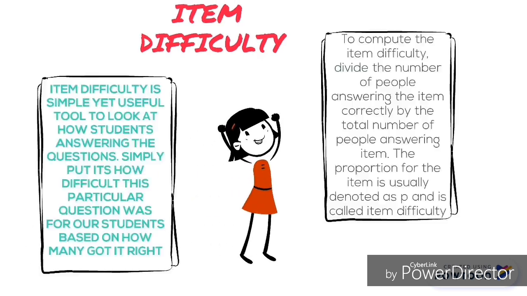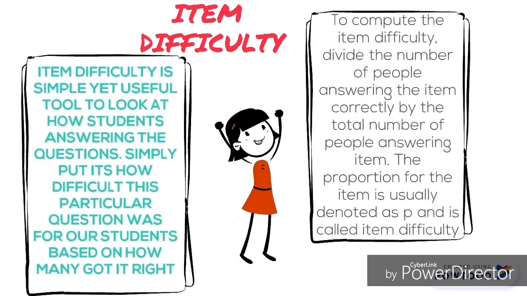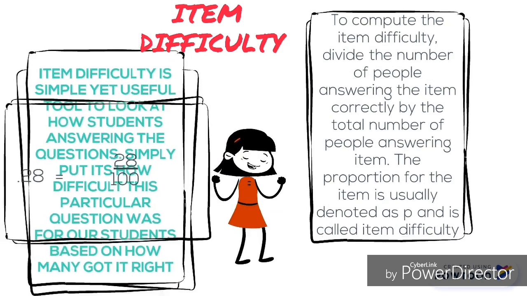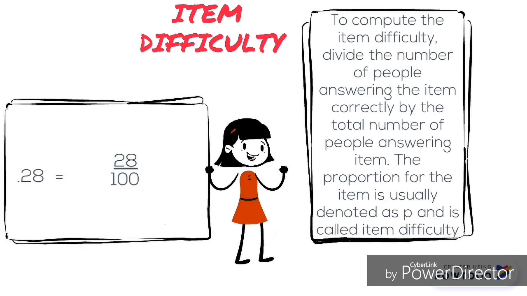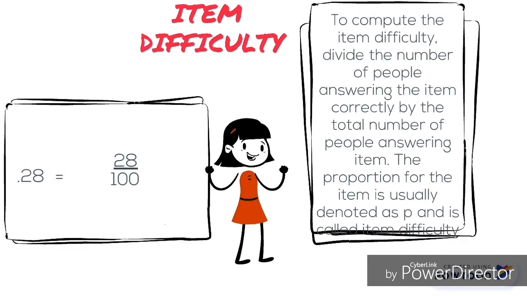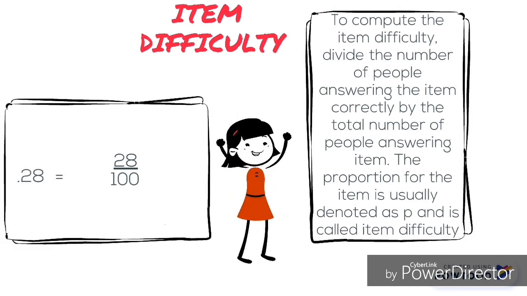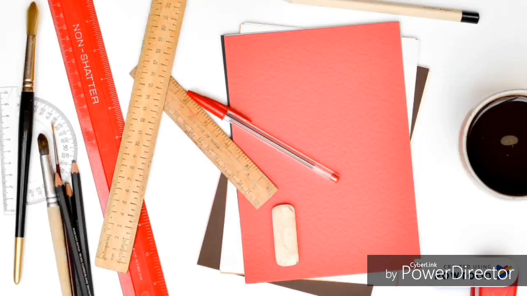Item difficulty is a simple yet useful tool to look at how students answer the questions. The number that is returned gives us the proportion of students who answered it correctly. So if 28 out of 100 students answered a particular question correctly, the difficulty index should be 0.28.